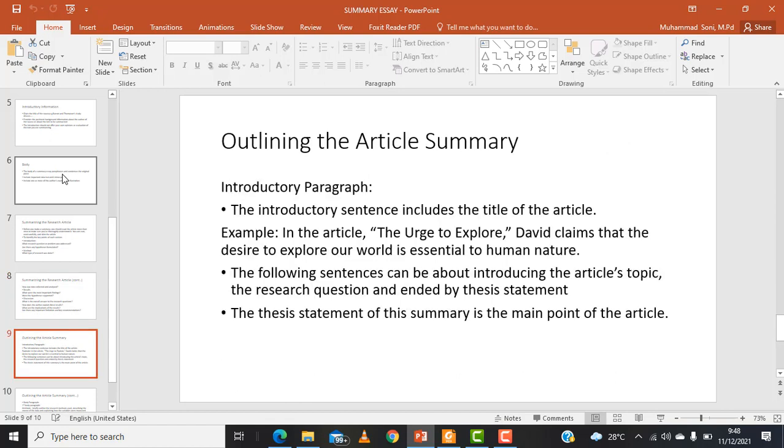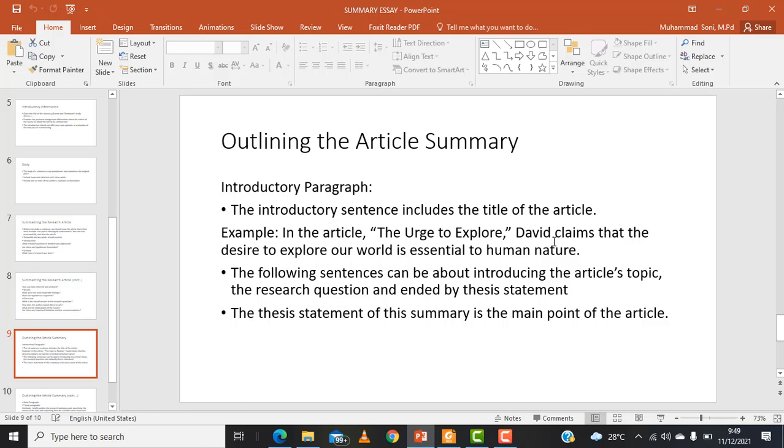Okay, those are several key points that you have to find out when you read the scientific article or the research article. Now we go to outlining the article summary, or how we make a summary essay from the scientific article. Now we go to the introductory paragraph first. The introductory sentence includes the title of the article. For example, in the article The Urge to Explore, David claims that the desire to explore our world is essential to human nature. As we all know, the first sentence in the introduction includes the title of the article. So the title of the article is The Urge to Explore. Who wrote the article? It's David.